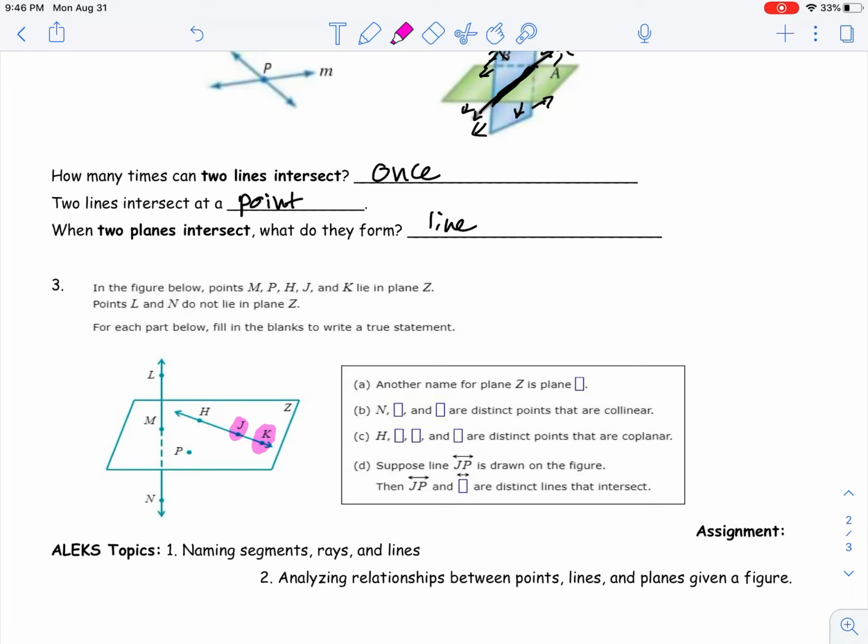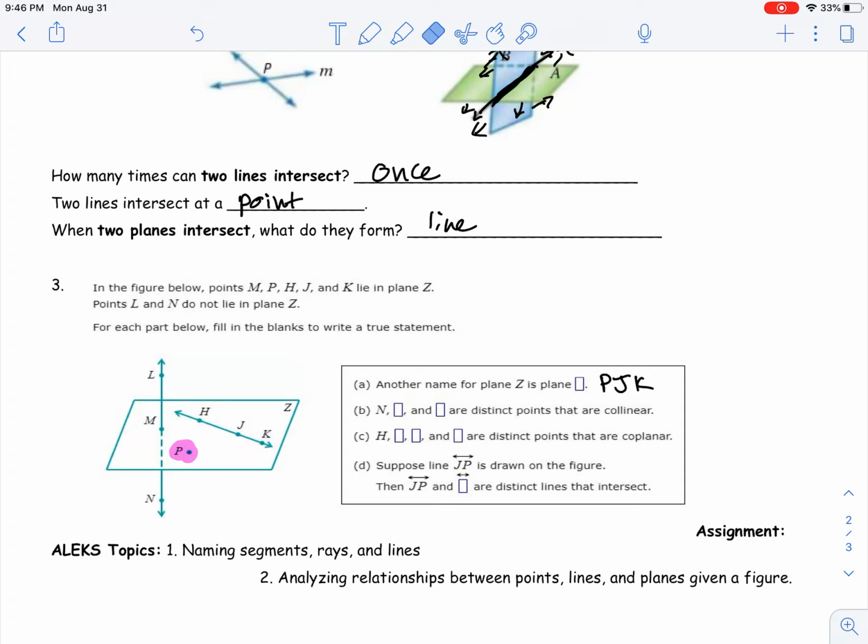And actually, we can't pick 3 points that are on the same line. We have to pick one that's off of it. And so I'll pick P as well. So let's go with P, J, K. You could have done JPK or KPJ, or whatever you want. But I just went with PJK this time.